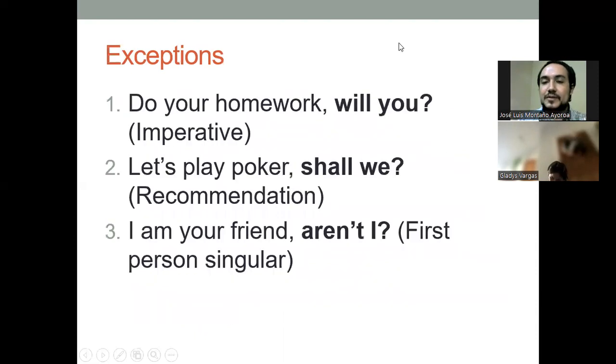All right, bless you. So let's go directly to the exceptions. These are the exceptions, Gladys. When you use imperatives, you have to use will because that's the rule. If you use suggestions with let's, you have to use shall. And if you use I with the verb to be, you have to use aren't. Okay, only when you use the verb to be. So let's read these exceptions, please, Gladys.